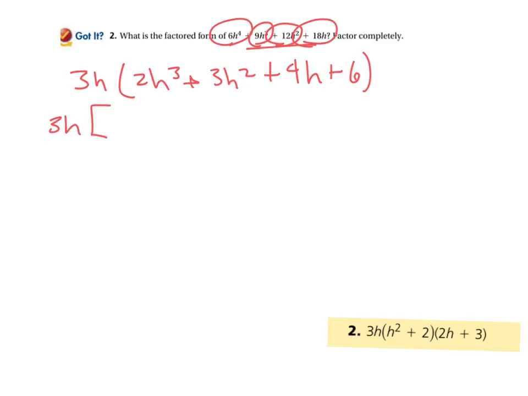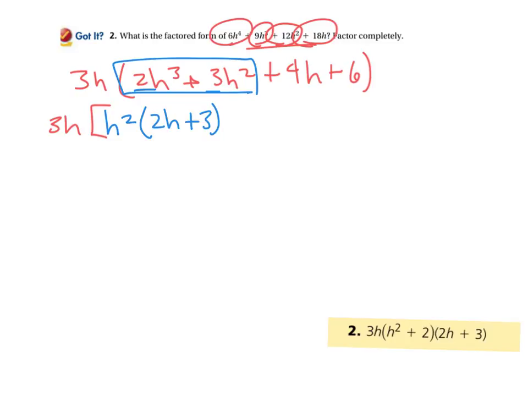Again, make sure descending order. They are, and we're going to pull out the greatest common factor among the first 2, and that happens to be h squared in this case. So pull out an h squared, leaving me with 2h plus 3. So again, pull out an h squared, just the 2h and the 3 are left.